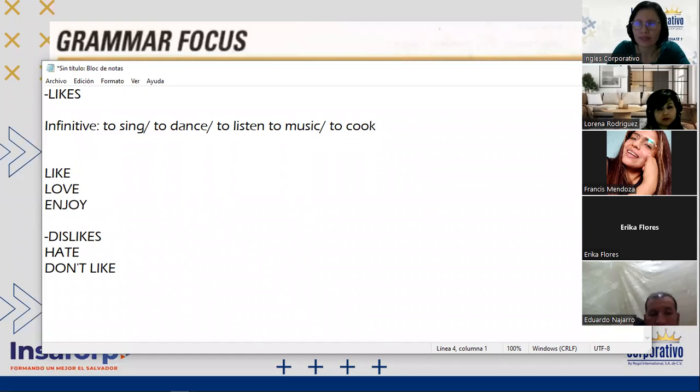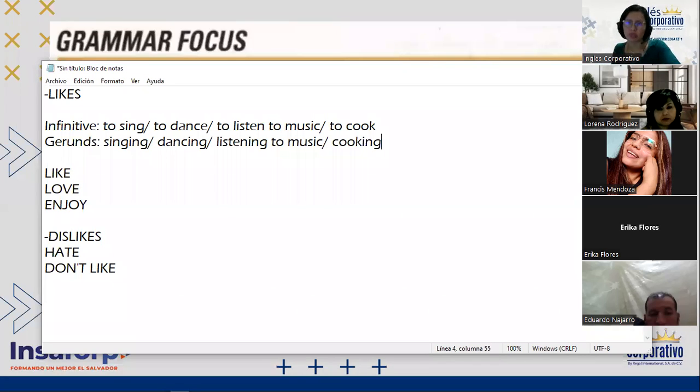Okay. Y también pueden usar gerunds. Teacher, ¿cuáles son los gerunds? Los gerundios son los verbos que llevan ing. En este caso, to sing se convierte en singing. To dance se convierte en dancing. To listen to music se convierte en listening to music. Y to cook se convierte en cooking. Okay, entonces, that's the difference between gerunds and infinitives, right? Infinitive is the one that carries the particle to and then the base form. And then we have gerunds, and gerunds are the verbs plus ing.